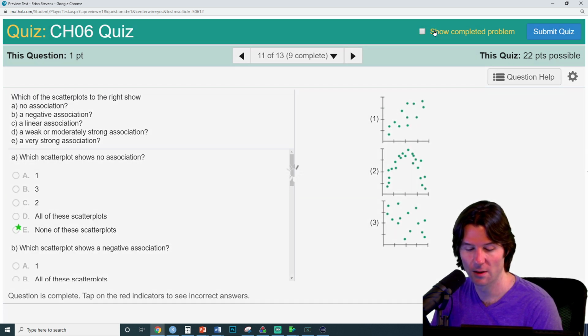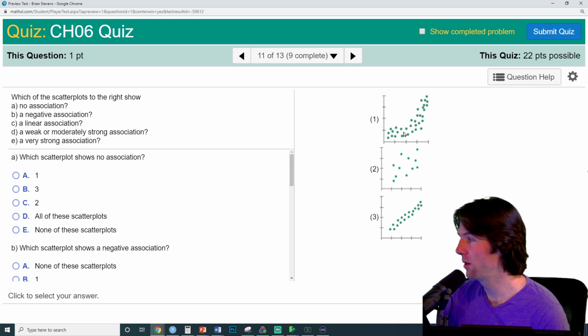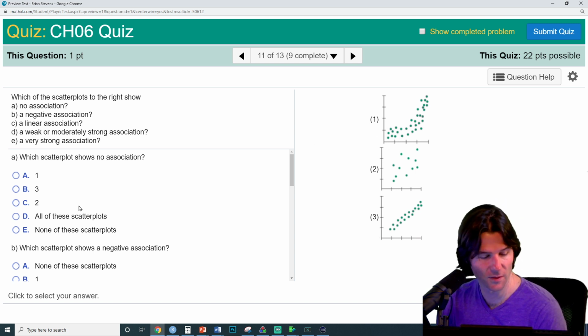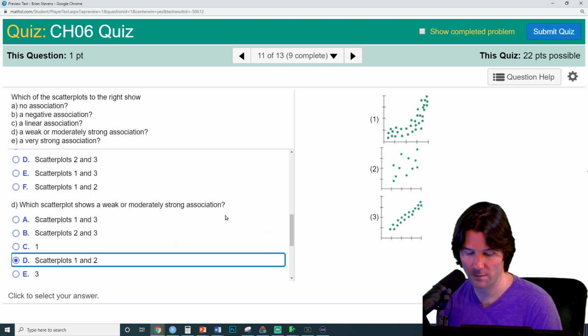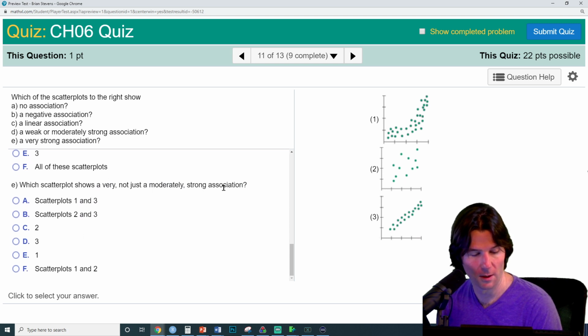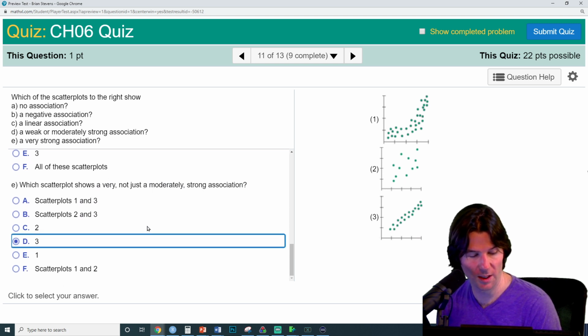Good question. Where is it? There we go. This one is non-linear. It looks to be moderate or moderately strong. Let's find out. Let's say 1. Let's say 1 and 2. We got to do the whole thing. Very strong, we'll say 3.